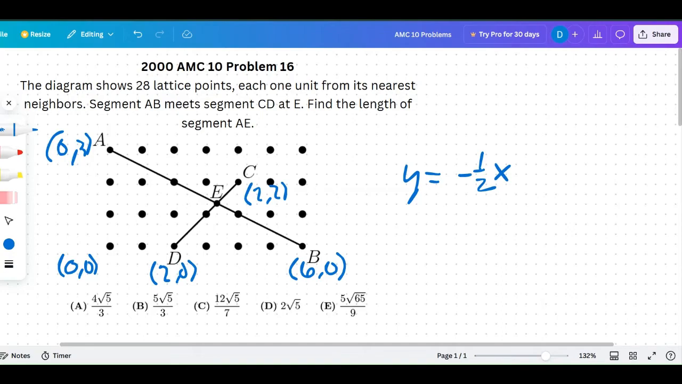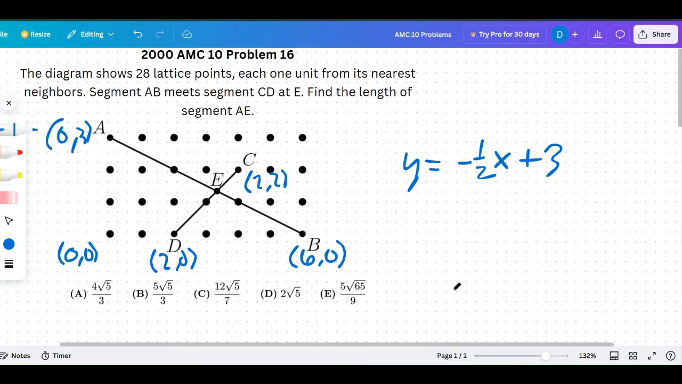So y is equal to negative 1/2 x, and then we find the y-intercept, and it's 3. There are multiple ways to find equations of lines. It's not the only way. There's point-slope form, slope-intercept form as I'm using, and multiple different ways that you can find the equation of lines. So the line AB is y equals negative 1/2 x plus 3.